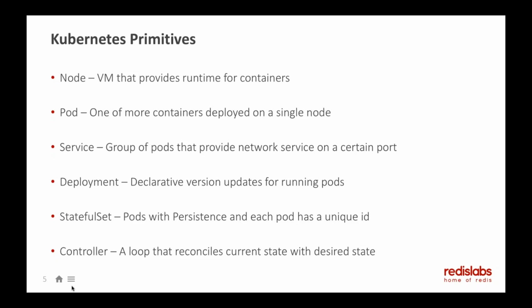So Kubernetes is made up of many primitives. The first basic one is a node. A node in Kubernetes speak is nothing more than a VM that provides runtime for your containers. Most likely you will also hear about the Kubernetes pod. A pod is essentially the primitive where you are running one or more containers that are deployed on a single node.